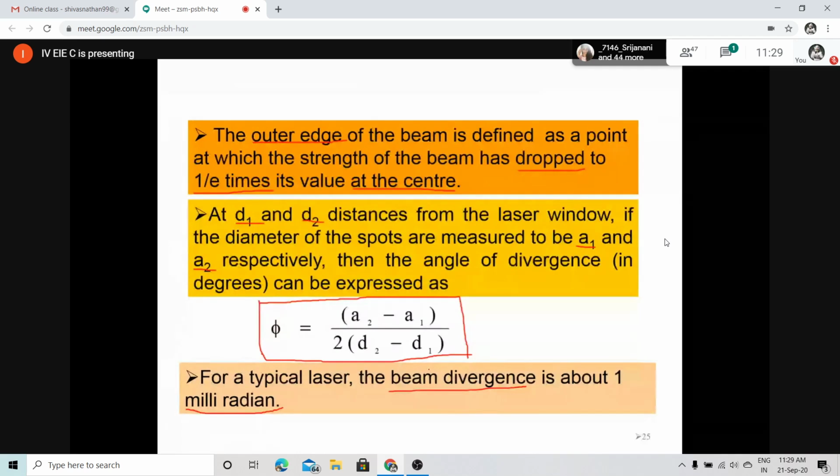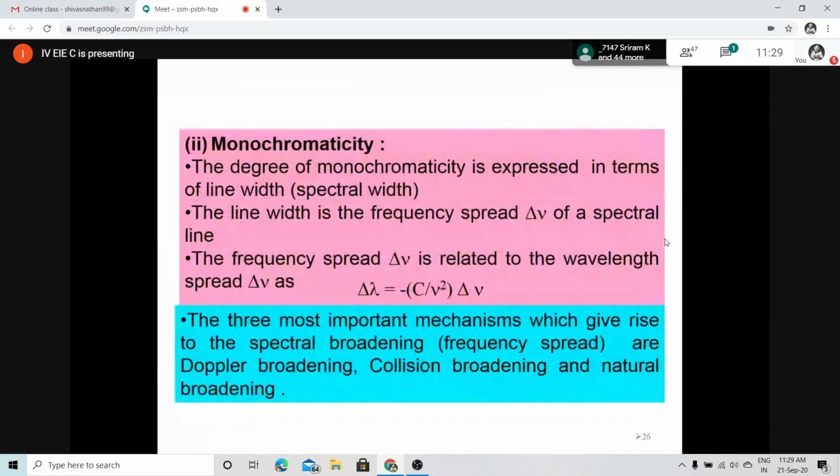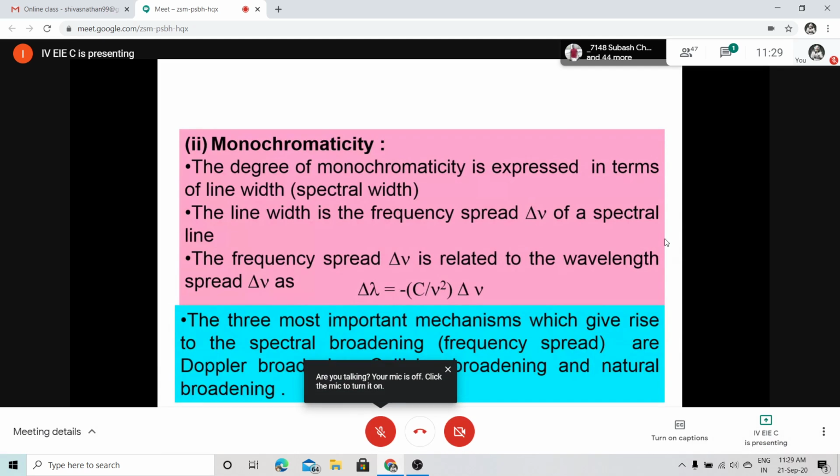Clear? Now coming to monochromaticity. You know about monochromaticity. Monochromaticity is the best property associated with the laser condition. Clear? So what is monochromaticity? It is related to wavelength. I am going to produce a single wavelength, and that is what monochromaticity is meant to be.